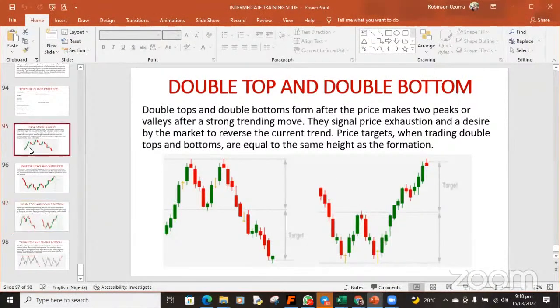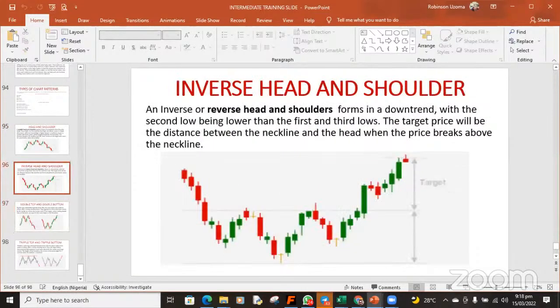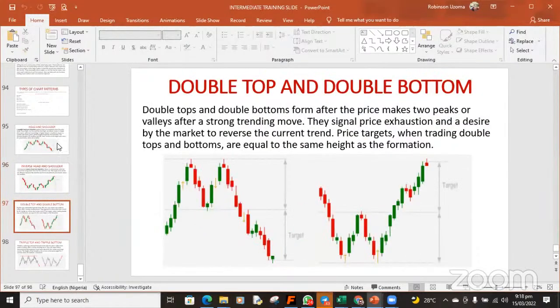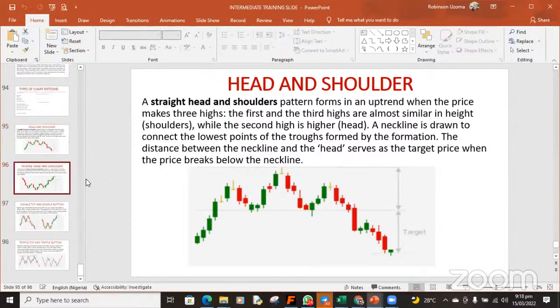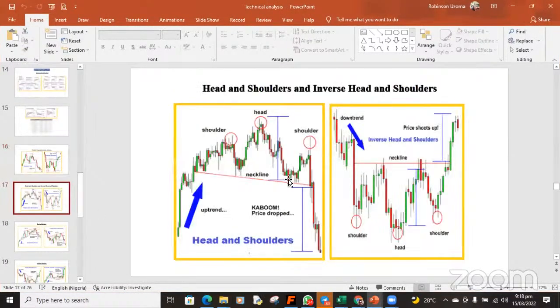Now, what we have here is the head and shoulder, which is also a reversal pattern. You can see it. Let me open this other chart. Head, shoulder, neckline, head, shoulder, shoulder. This is head and shoulder, and also inverse head and shoulder.